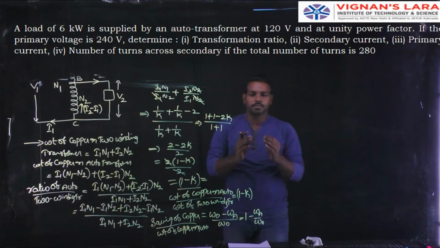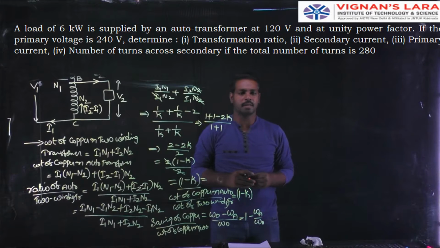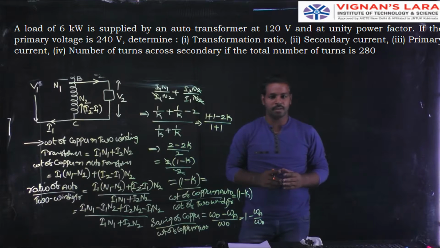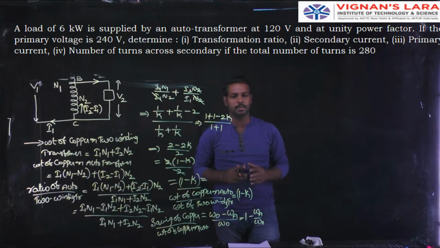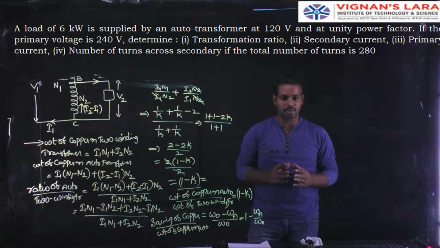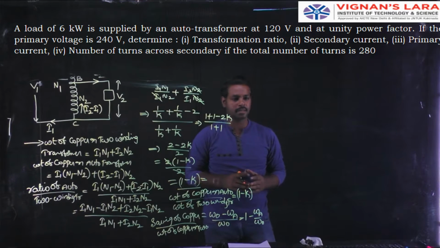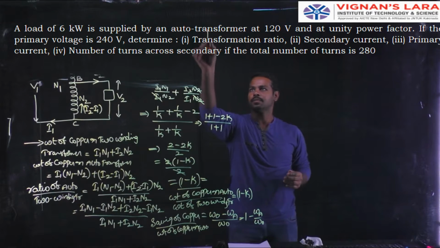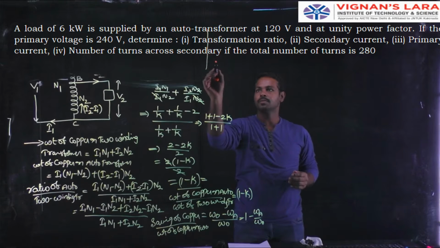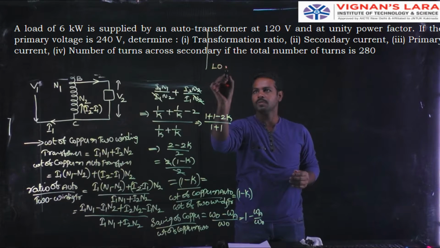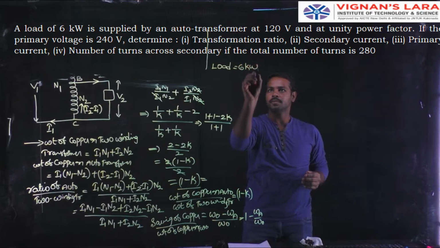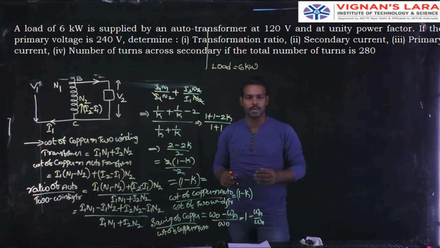So now a load of 6 kilowatts is supplied by an auto transformer at 120 volts and at unity power factor. If the primary voltage is 240, determine the transformation ratio, secondary current, primary current, and number of turns across the secondary, if the total number of turns is 280. So in this, the load is equal to 6 kilowatts.